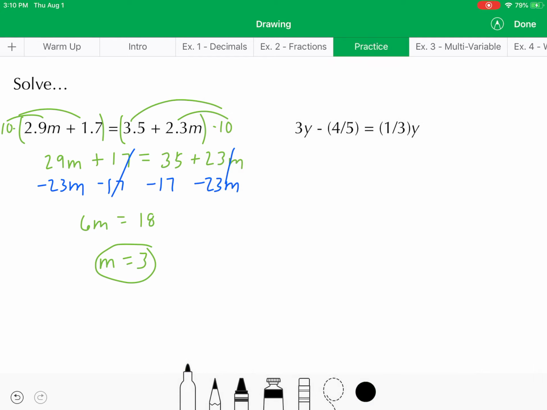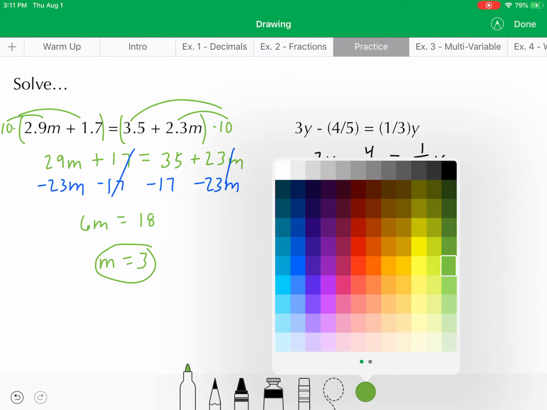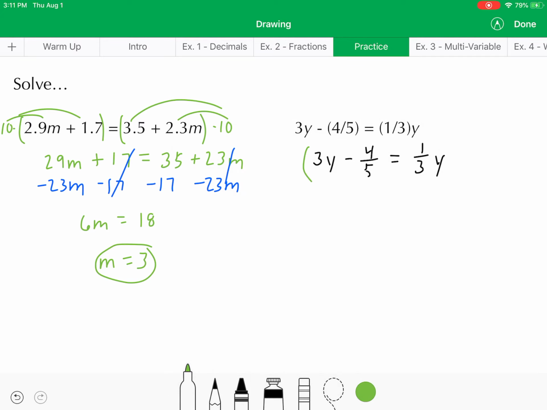Let me rewrite this next one here. 3y minus 4/5 is equal to 1/3 y. The common denominator between all fractions here is 15. So I'm going to multiply this side by 15 over 1, and I'm going to multiply this side by 15 over 1. That's going to take me to 45y. Right? Even though 3y is not written as a fraction, it still needs to be multiplied by that common denominator.